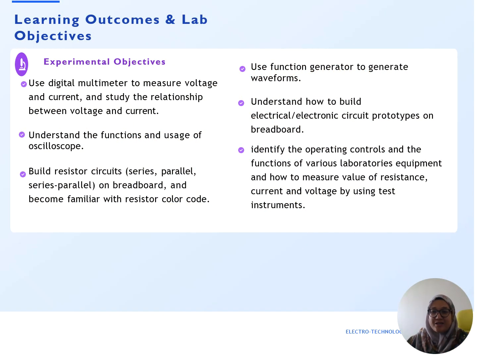Before we begin the experiments, let's go through the experimental objectives for this module 2. So at the end of this module, students should be able to use the multimeter and oscilloscope, build resistor circuits on breadboard using color codes, and use the function generator to produce the waveform. You will also practice building simple circuit prototypes and measuring resistance, current, and voltage. So these skills are the foundation for future electrical engineering experiments.